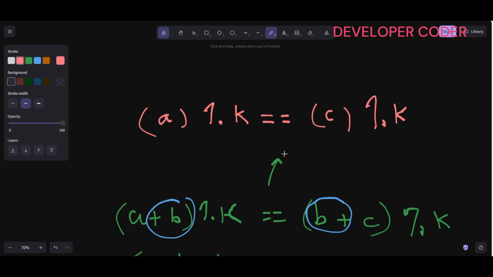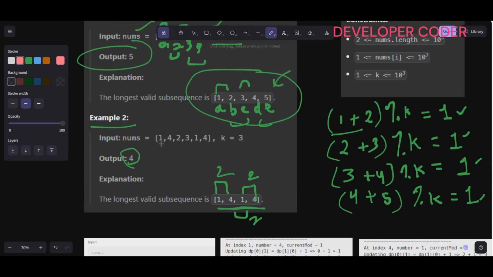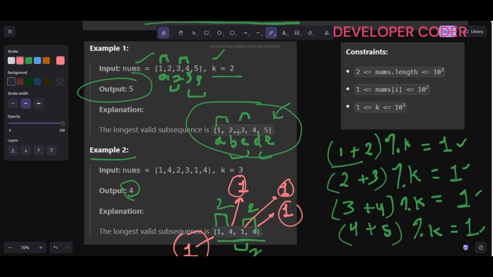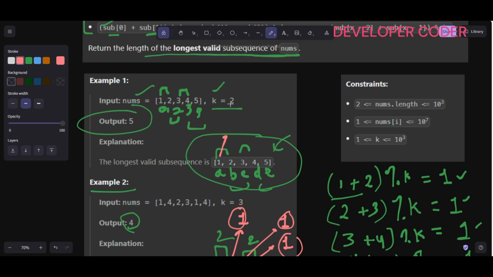So here if you see, 1 modulo 3 is 1. 4 modulo 3 is also 1. 1 modulo 3 is also 1. 4 modulo 3 is also 1. So all are 1, all are the same. But here if you do the same thing, 1 modulo 2 is 1, 2 modulo 2 is 0, 3 modulo 2 is 1, 4 modulo 2 is 0, 5 modulo 2 is 1.